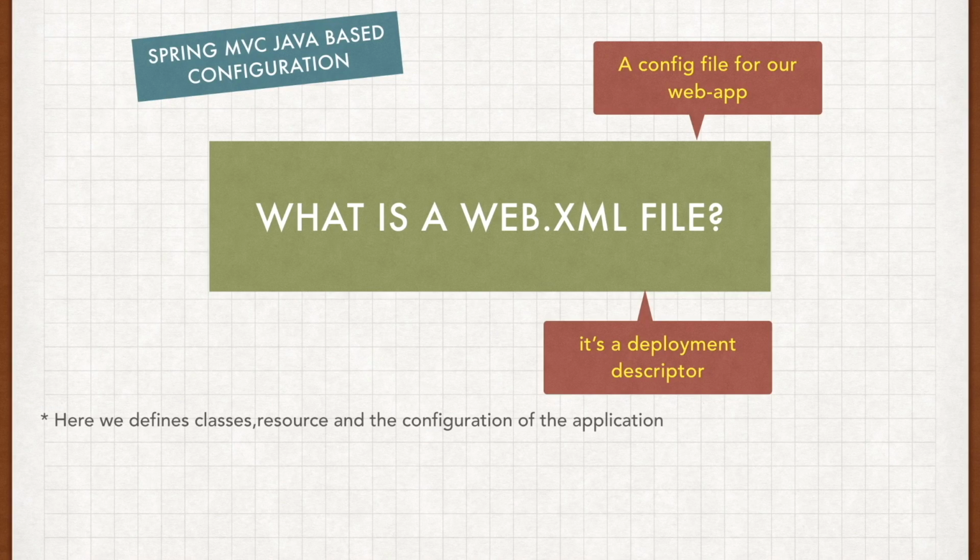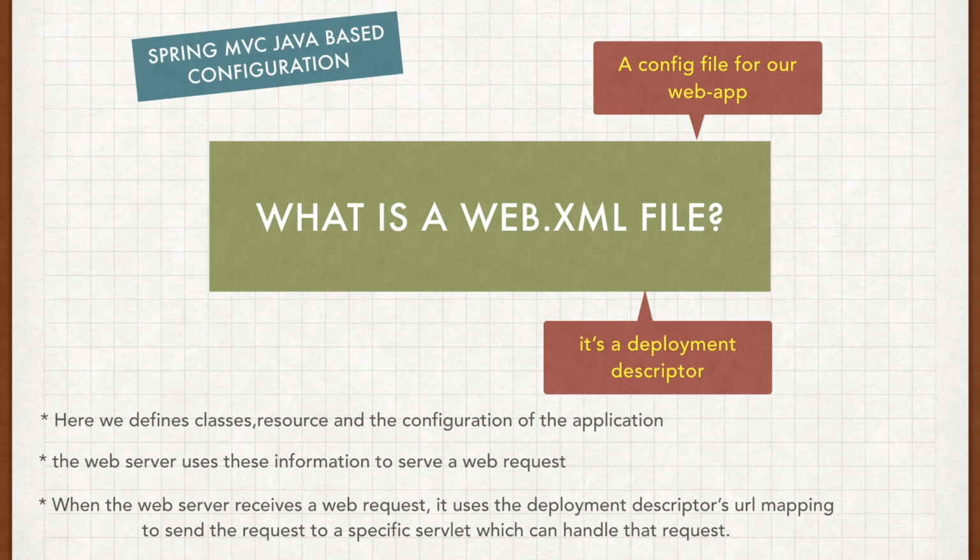Inside the web.xml file, we define the classes, resources, and the configuration of the application. The web server uses all this information to serve a web request. When the web server receives a web request, it uses the deployment descriptor's URL mapping to send that request to a specific servlet which can handle that request.